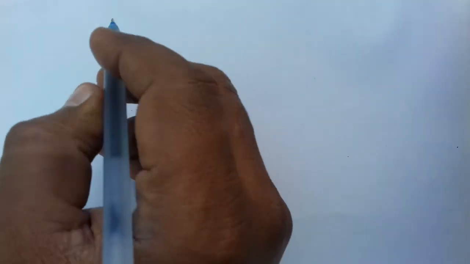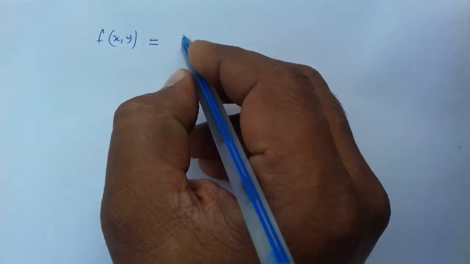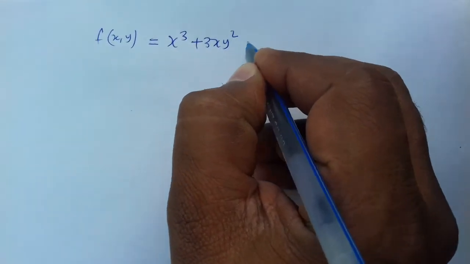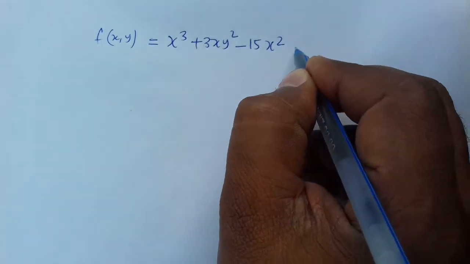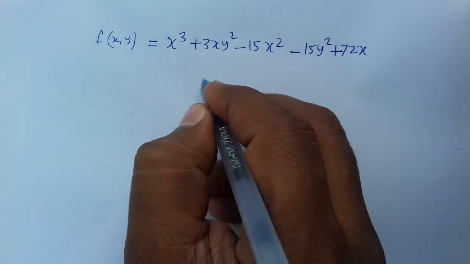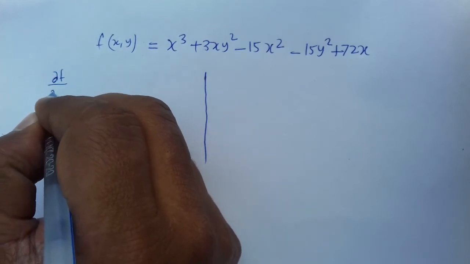Now this time we should see the solution of question number 39. Let us see that solution. In video number 39, you have a question in which the function was in two variables: f(x, y) equals x cube plus 3xy square minus 15x square minus 15y square plus 72x. Now we take partial derivatives, that is del f by del x.